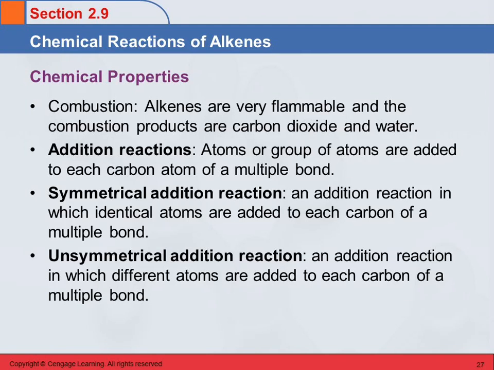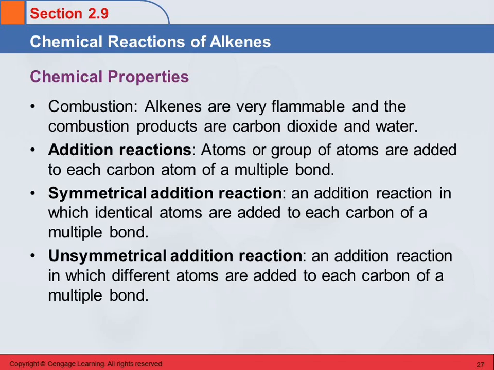Chemical properties. The alkenes are very flammable and undergo combustion. Any hydrocarbon that undergoes combustion gives carbon dioxide and water as the products. So that's the same as for the alkanes. The alkenes though also undergo some other reactions. They are much more reactive than the alkanes.